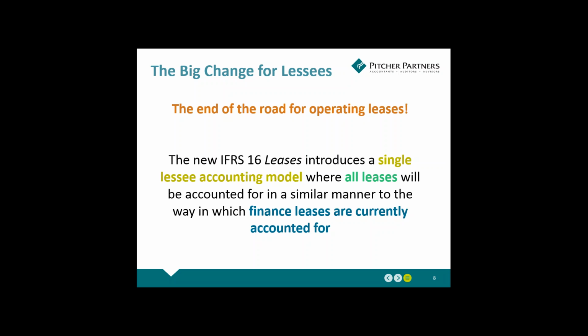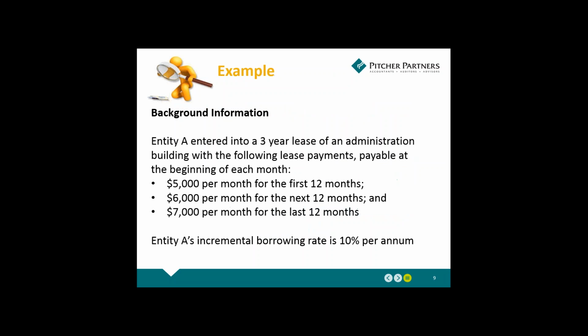There are two exceptions, but in general, those are the rules. So it's a big change. I thought the best way to illustrate it is to look at an example, and at the end of this example, I would like to compare the current accounting treatment in terms of AASB 117 with the new accounting treatment in terms of IFRS 16, and specifically the impact on the statement of comprehensive income, the impact on the statement of financial position, and the impact on the statement of cash flows.